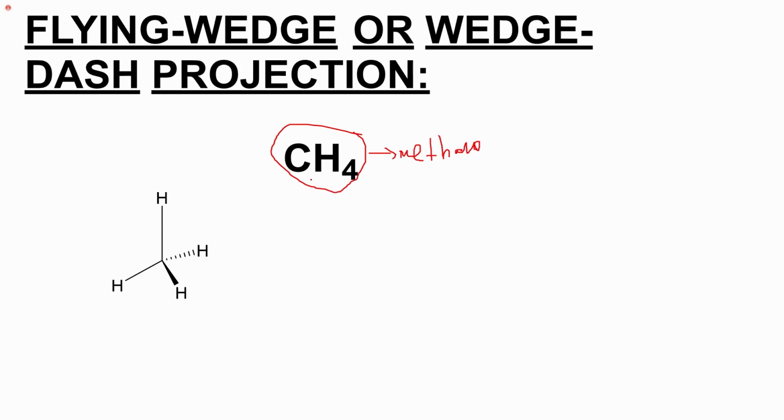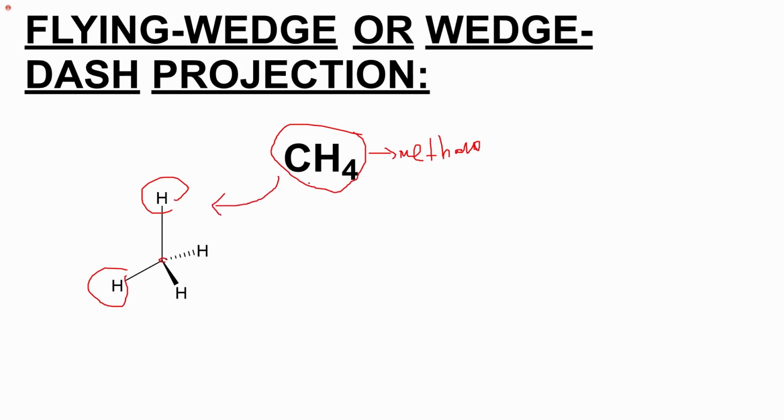So, total carbon contains four atoms, so four hydrogen atoms are present. Now two hydrogen atoms are in the plane. Let's say this is the carbon at the center. Now of the other two hydrogen, one is above, another one is below. So this is the simple CH4 molecule.